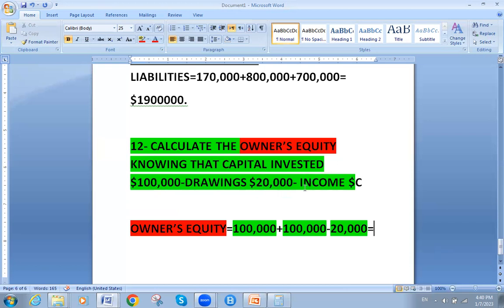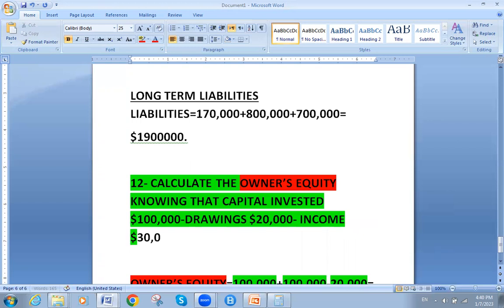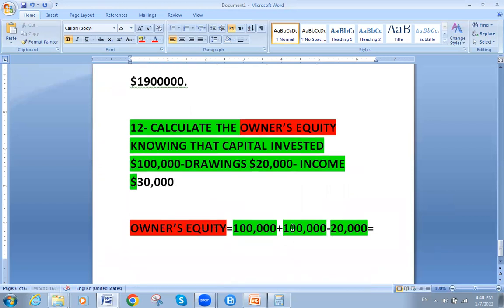Sorry about that. The drawing is 20,000, and the income I didn't write down. I said the income was 30,000. So here the income is 30,000, minus the drawings of 20,000. So 130 minus 20 will give me 110,000, of course, and here we have the dollar sign as well.